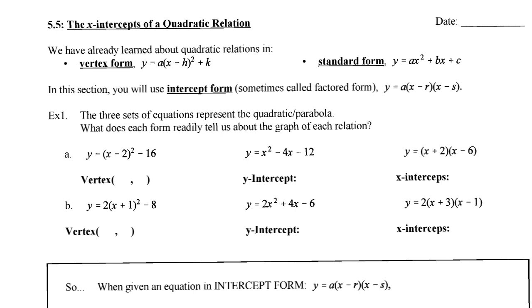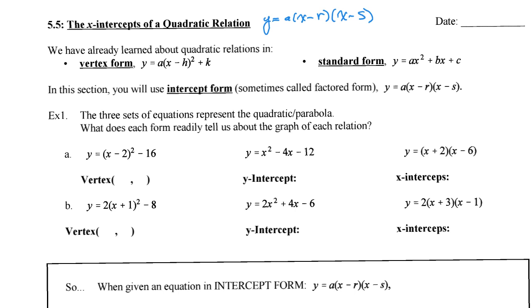All right, so today we're going to talk about the x-intercepts of a quadratic relation. Now, the basic quadratic relation we're looking at looks like y = a(x - r)(x - s), and that's why we were studying factoring in the last lesson, because parabolas and quadratics can be changed into this form.